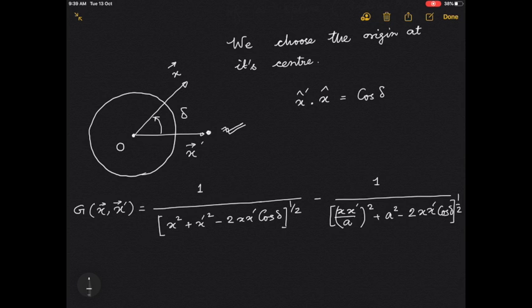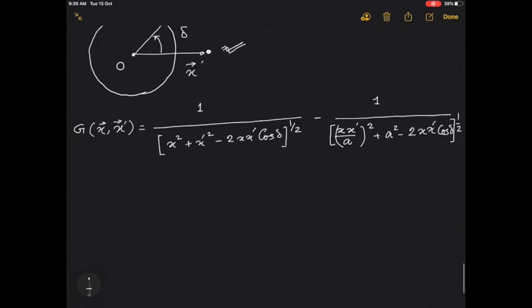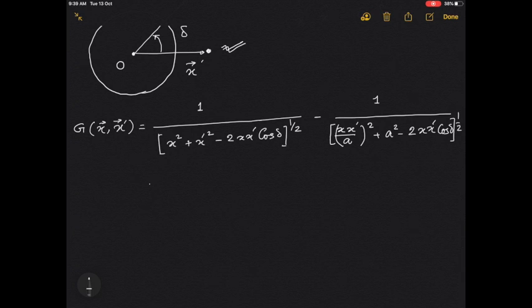I have not gone through the detail of calculating this. This you will find in any book, and you know the method to do it, you should be able to do it for the sphere. Once I know this, I can calculate del g del x prime.